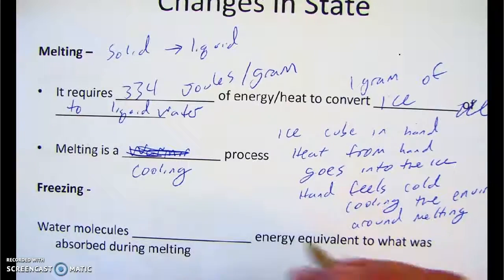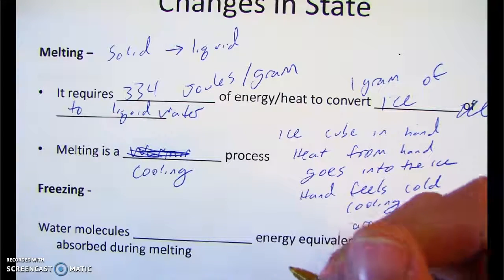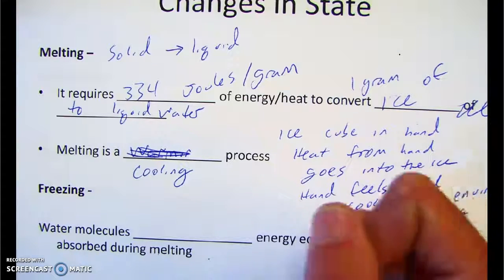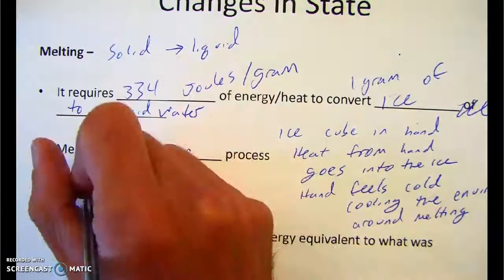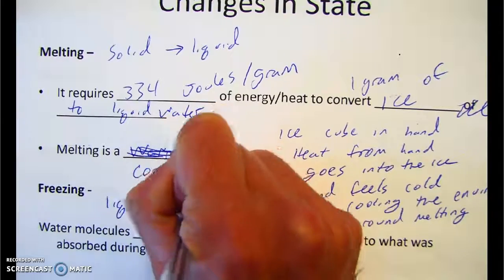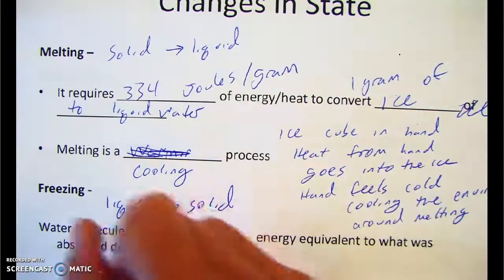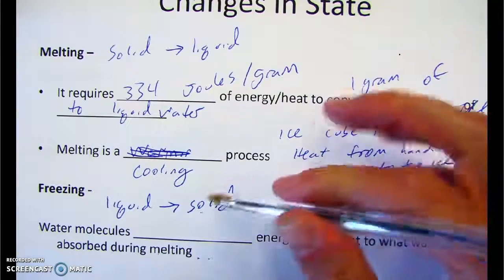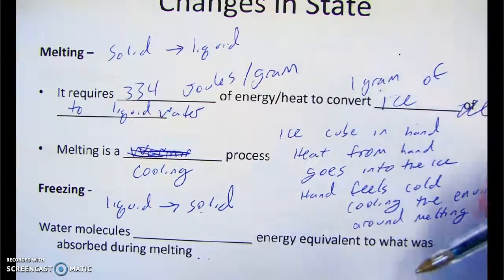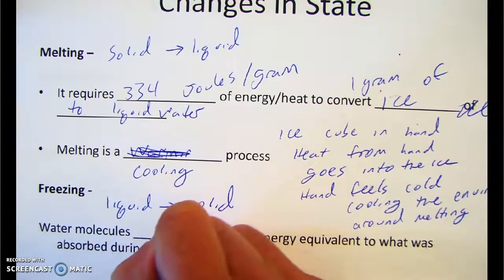Freezing is the opposite. So in this case now, energy equivalent to what was absorbed during melting is going to be released. So now we're going from liquid to solid when we do freezing. Before we were putting heat into the ice, now we're taking heat out of the ice. And this is considered to be a warming process.